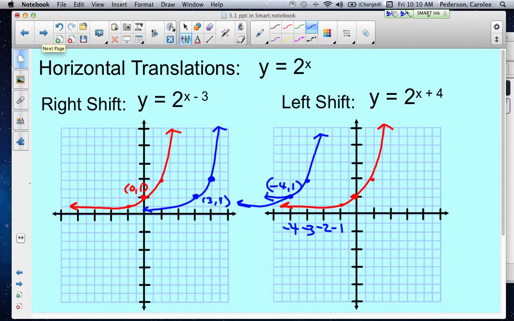Did the asymptotes change at all? Is the shape changing at all? No. What's the asymptote? They're both the same. They're both still y equals 0. Yep. They're both still increasing. They still have the same domain. They have the same range.